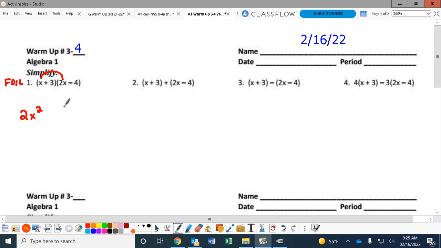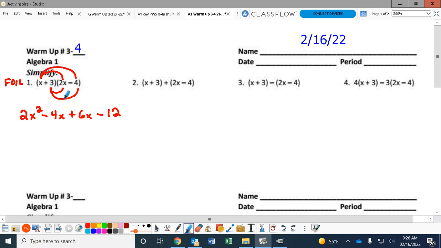squared. Then we're going to multiply the outer two. The outer two are going to be the x and the negative 4. X times negative 4 is going to make it negative 4x. Then 3 times 2x is going to put it at plus 6x. And then 3 times negative 4 is going to put it at negative 12.